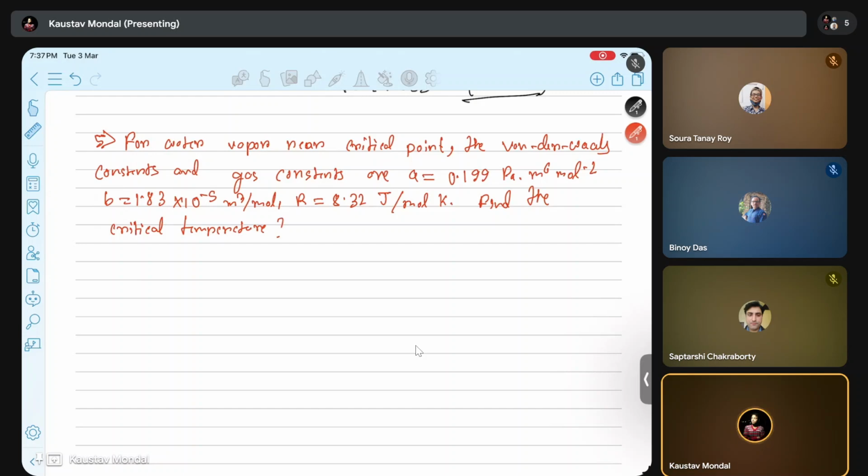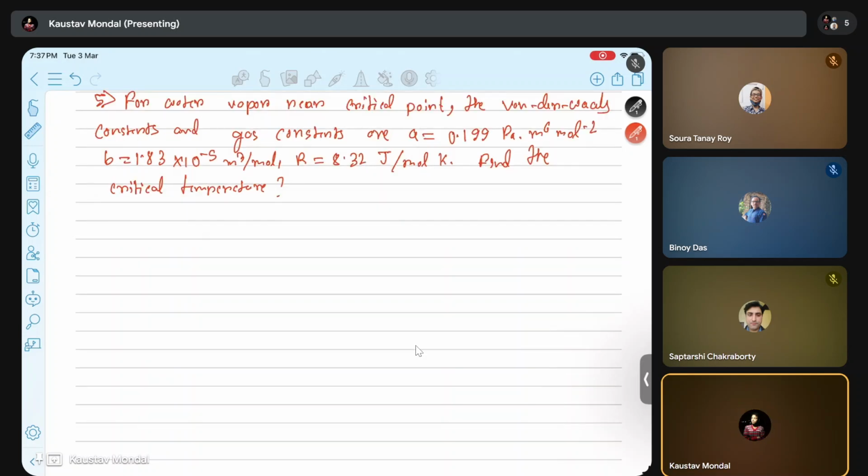Okay, the options are: option A, 387.3 Kelvin; option B, 643.4 Kelvin; option C, 578.4 Kelvin; and option D, 491.8 Kelvin.